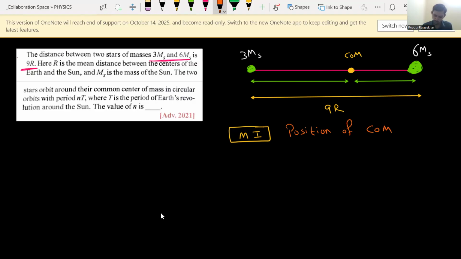So I'll use the equation. Let us take this distance as R1. This distance is R2. To get R1 distance, we can write R1 equals to, what is the other particle mass? R1 is the distance from 3 ms. So take the other mass is 6 ms. This is finding the center of mass position.